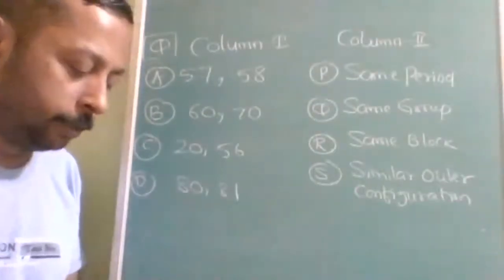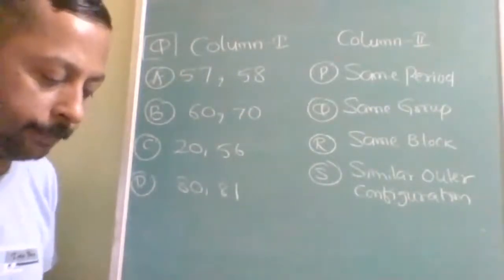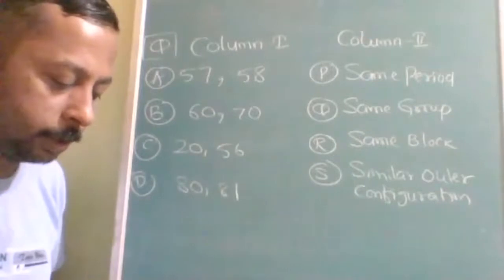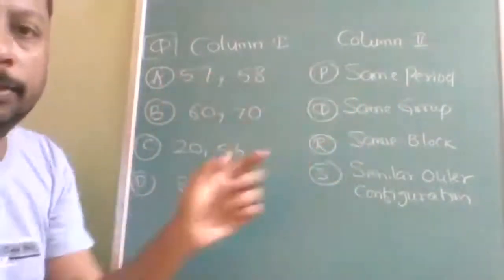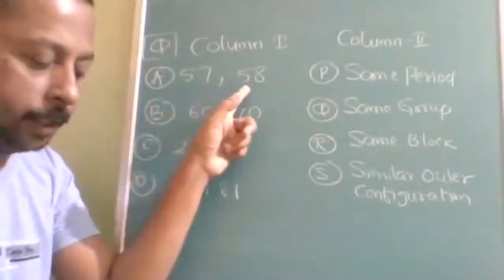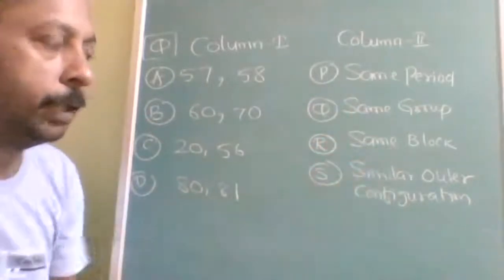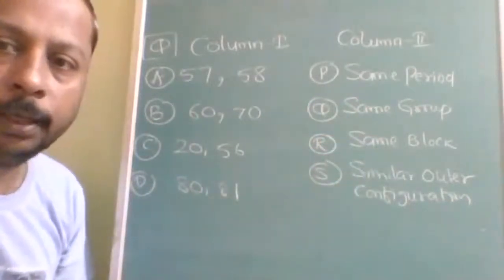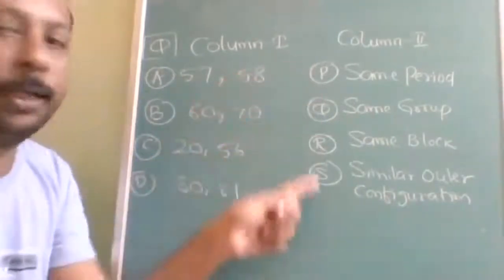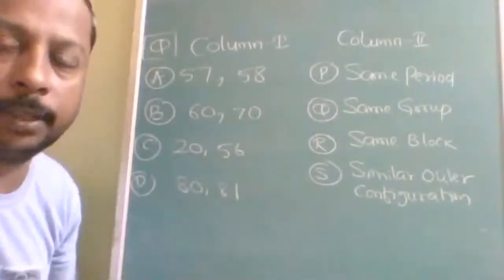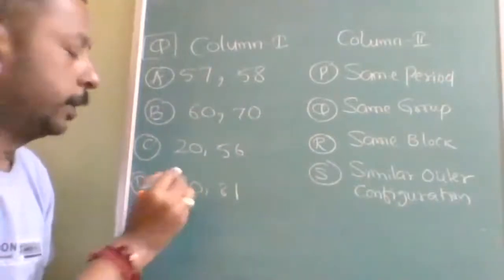Okay. Next question is from the periodic table. This question is about how you will manage the time. So let us see who will answer it first. These are the atomic numbers, and according to them, atomic numbers 57, 58 belong to the same period, or same group, or same block, or have the same electronic configuration. Again, this is also a matrix match question, so this may have more than one answer. So all of you should cross check with every option. Let's see who is the fastest and accurate.